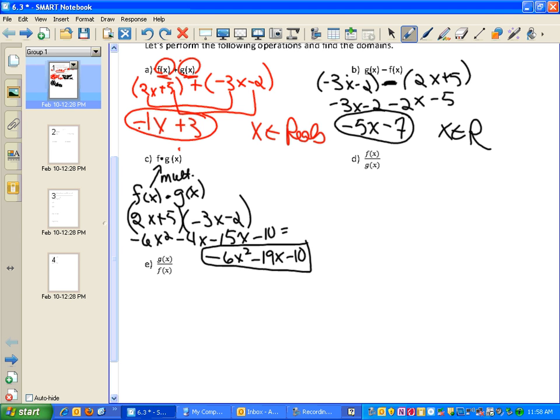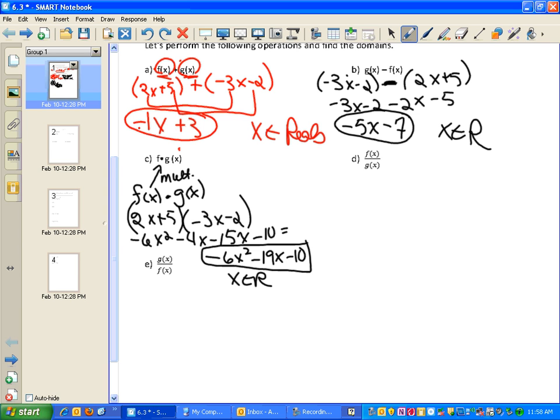Do I have a square root? Do I have a denominator? What's my domain? X is an element of the reals. Do I have a square root? No. I don't care if it's squared. I don't care if it's cubed. I don't care if it's cubic root. I don't want a square root. You're not going to have them that high. So it doesn't matter.